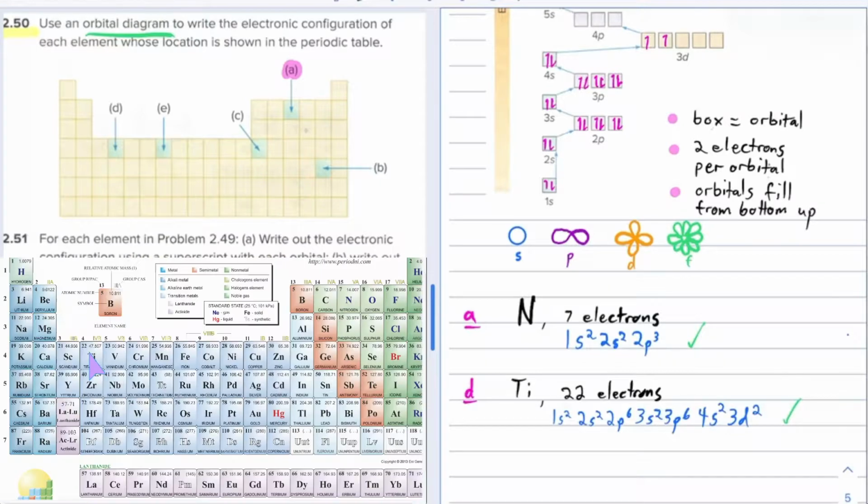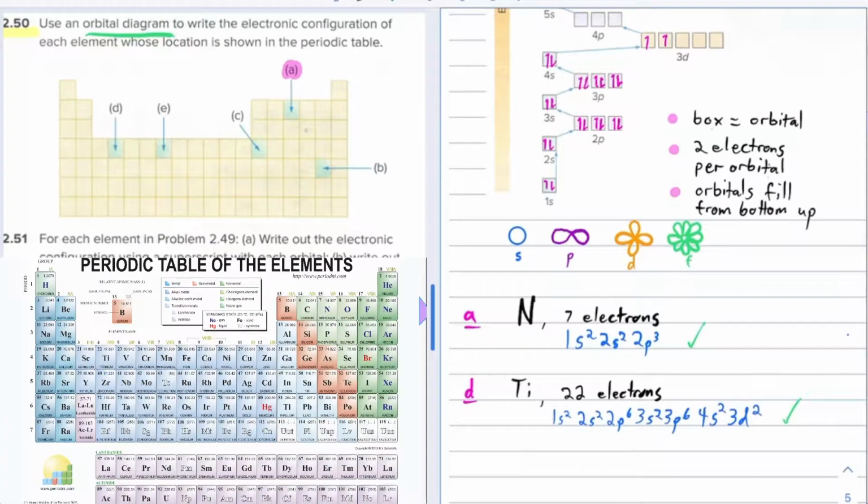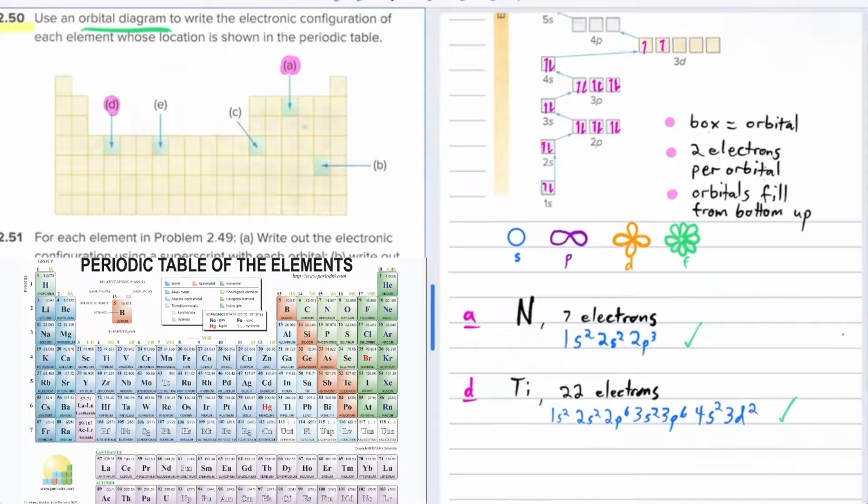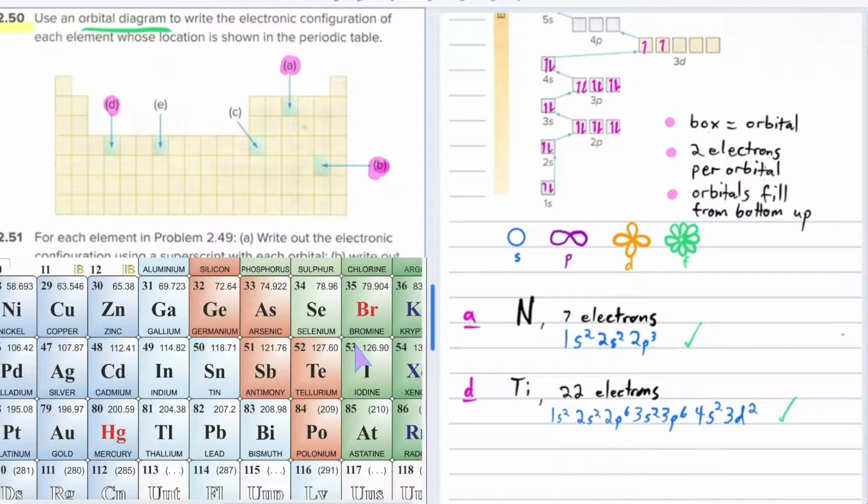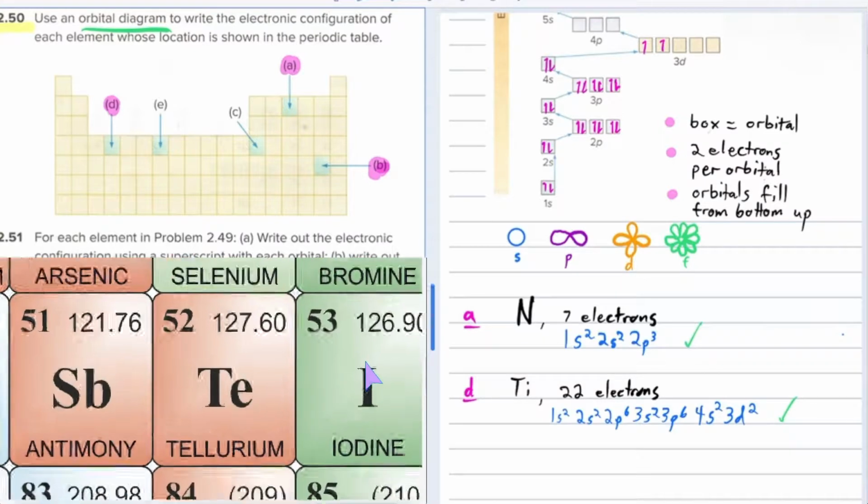Now we'll do one here. Which one? So we did that one. We did this one. How about the hardest one? Let's do B. That's the hardest one. So B is way down here. And what element is that? That's this one. No, that's that one. Okay. So that looks like iodine, number 53.